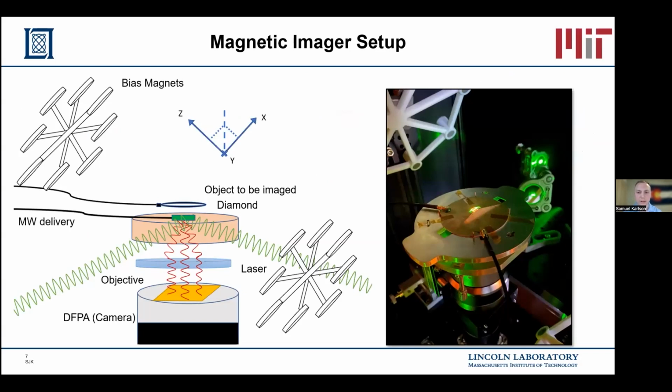Here is a depiction of the magnetic imager setup. The bias magnets split the energy levels of the NV system. The green laser initializes the quantum state. The wires deliver resonant microwaves to the system. The nitrogen vacancy centers emit fluorescence that is captured on a digital focal plane array, which is essentially the camera that we use to detect the magnetic image. And then here on the right is an actual photo of our setup.